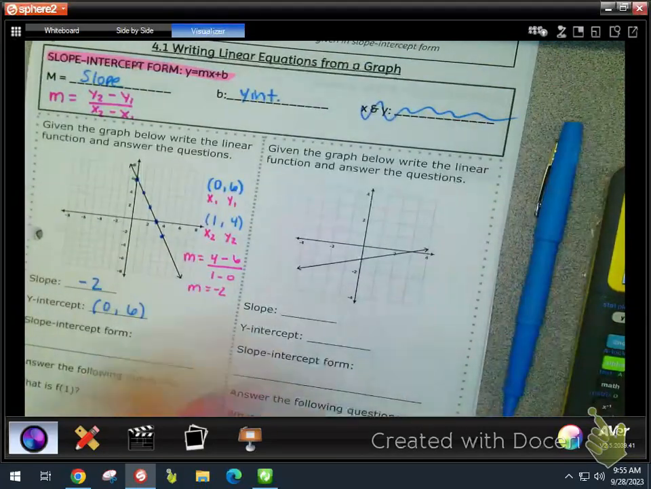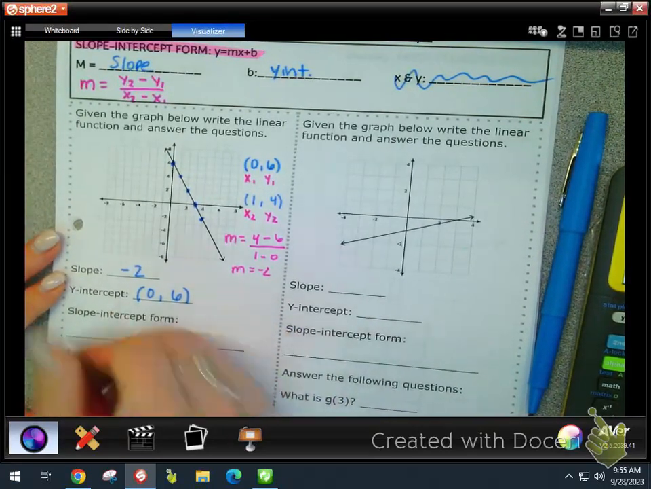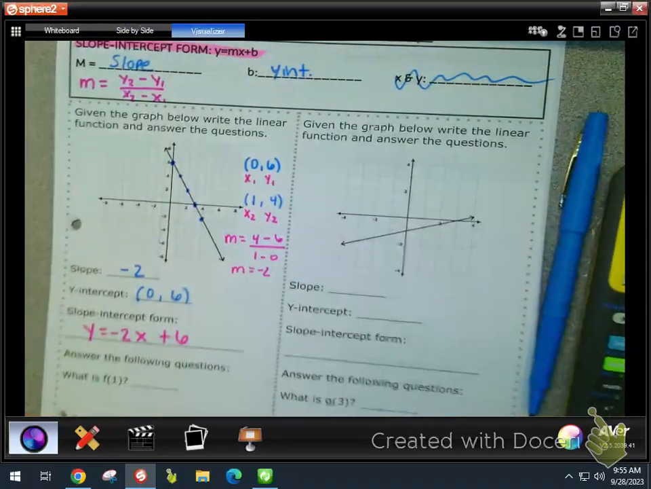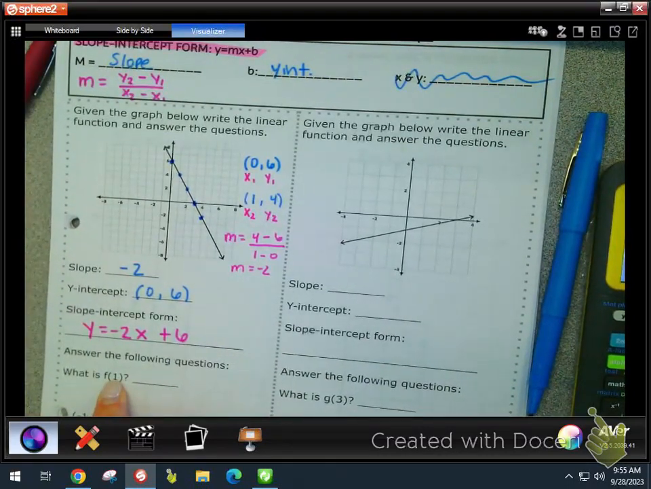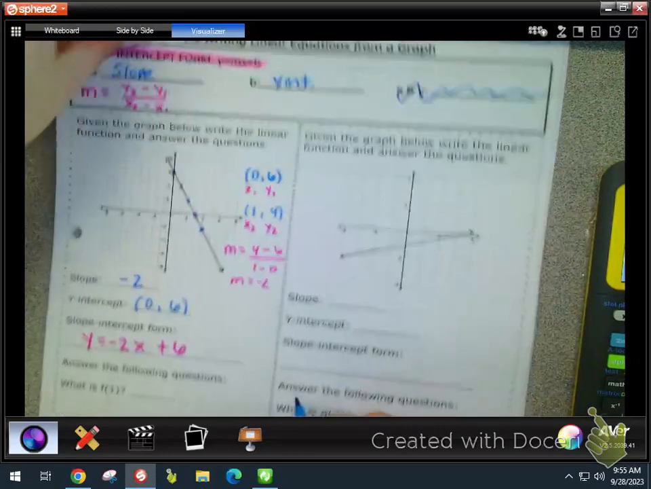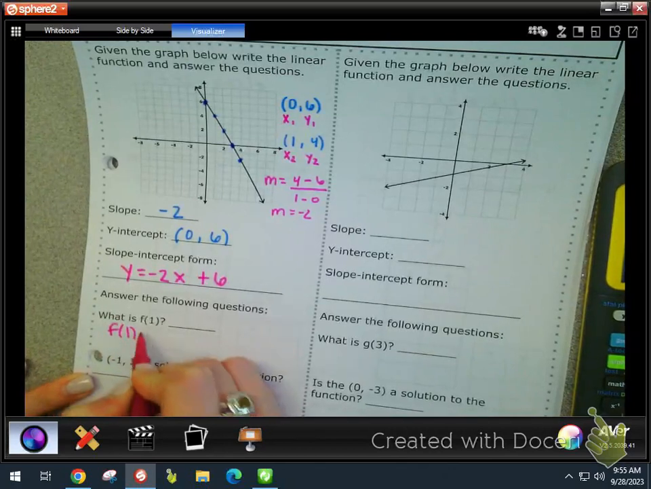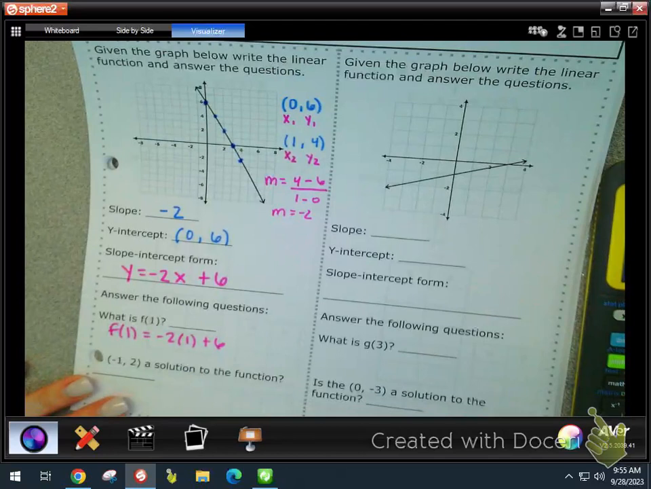So how do you put that together and write your equation, your slope-intercept form? Y equals -2x plus 6. Perfect. Y equals -2x plus 6. Okay. What is f of 1? What do you do with the 1? Take out the x. Replace it with the 1. f of 1 equals -2 times 1 plus 6. 4.